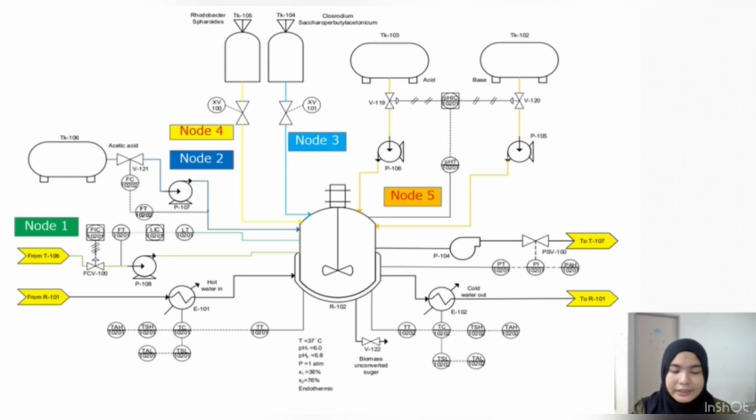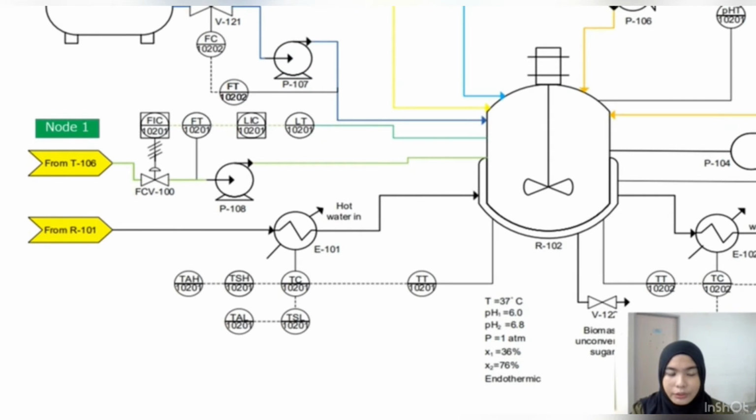So here we can see the P&ID of the fermenter in production of biohydrogen. There are 5 streams or 5 nodes that we will discuss. In green color is node 1, in dark blue color is node 2, in blue color is node 3, yellow color is node 4, and lastly orange color is node 5. So we go for the first one, which is in green color, node 1.